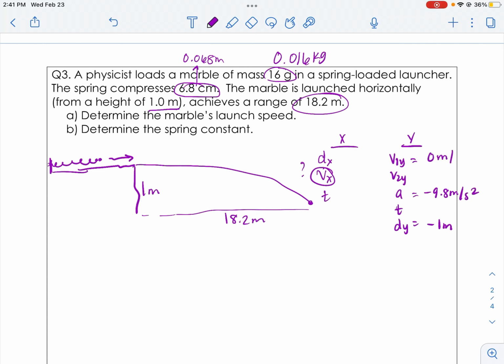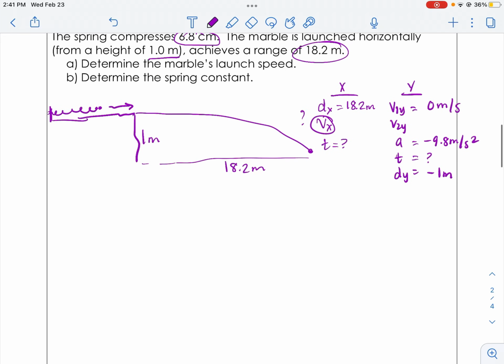This is a horizontally launched projectile, so a tabletop problem. We're going to look for time because that's the link over here. And we know that our displacement in the x is 18.2 meters. So the time is what we need in order to find velocity in the x. So we will use one of our Big Five equations to figure out time and then therefore the x. So we can use this one.